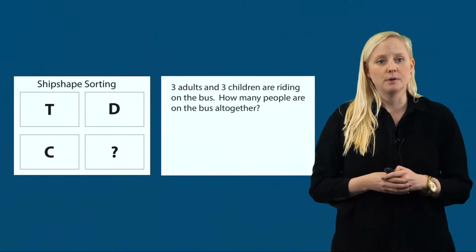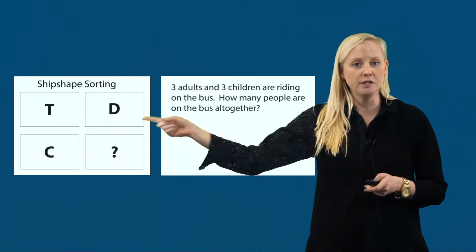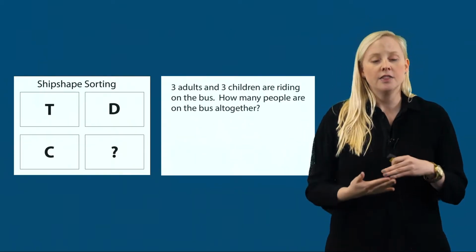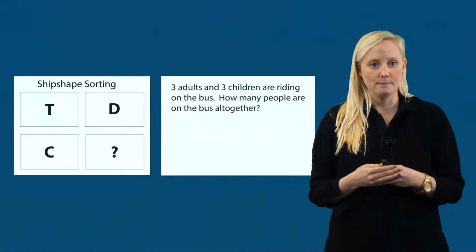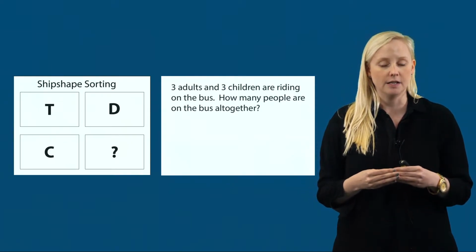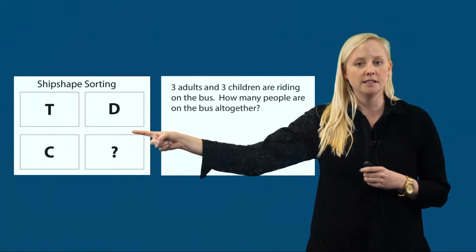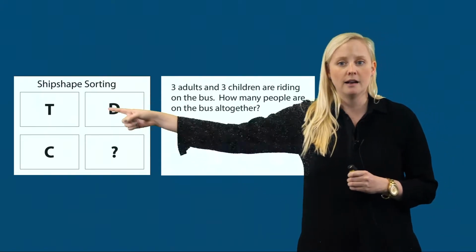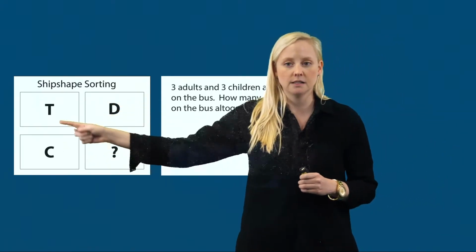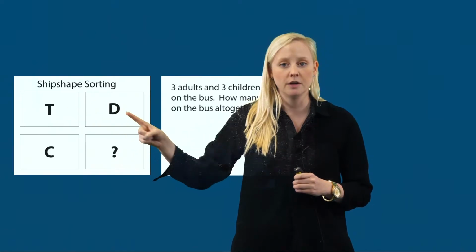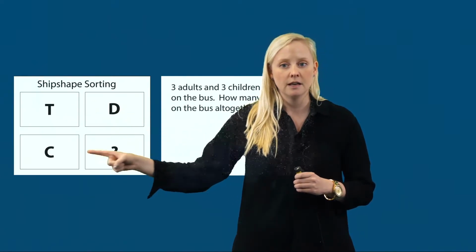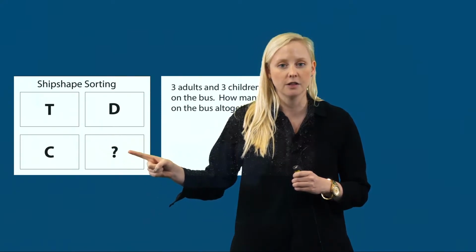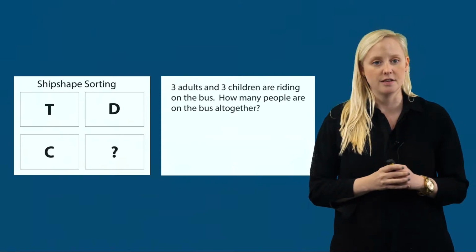So here's an example of a Shipshape sorting mat that you'll need and an example card. To start the Shipshape sorting activity, the teacher needs to set the timer for 1 minute because this is a 1-minute timed activity. The teacher also needs to display the sorting mat before this activity. Notice on the sorting mat that there are 4 different boxes. The T is the box for total, the D is a box for difference, the C is a box for change, and the question mark is the box for the question, if a student doesn't know the answer.